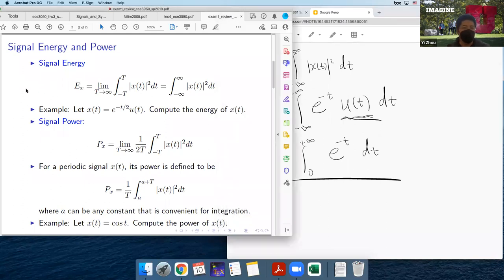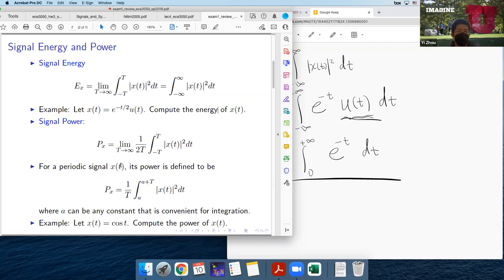So this is the signal energy part. For the signal power, we need to follow this definition. Basically, integrate the energy over a finite time domain from negative T to T, and then average over this finite time domain, and then finally push the limit capital T to infinity. So it's basically an average signal energy over the time domain.